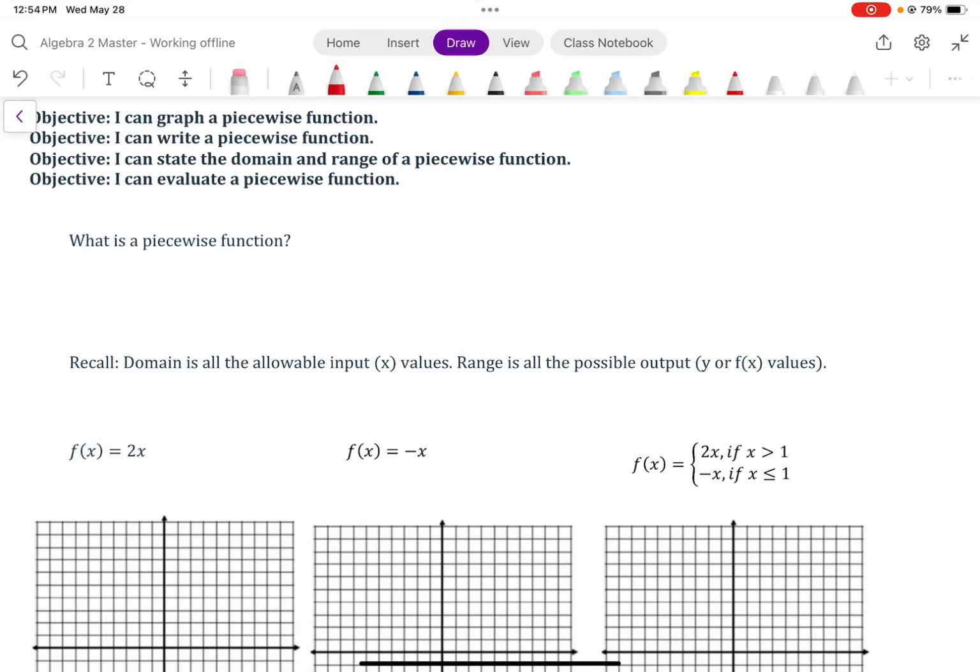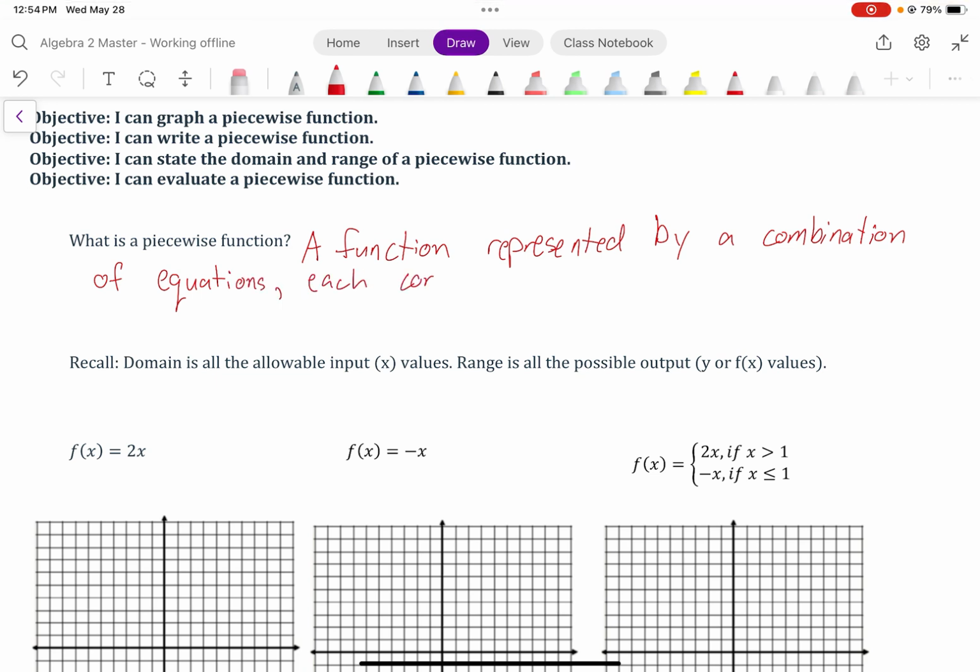In this video, we are going to start talking about piecewise functions. This will be the first time we've ever talked about piecewise functions before, so we need to define what that is first. A piecewise function is a function, I hope that part's obvious, but it's a function that is represented by a combination of equations with each of those corresponding to part of the domain.